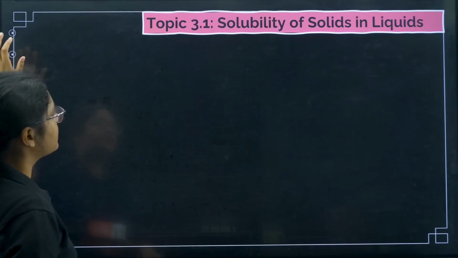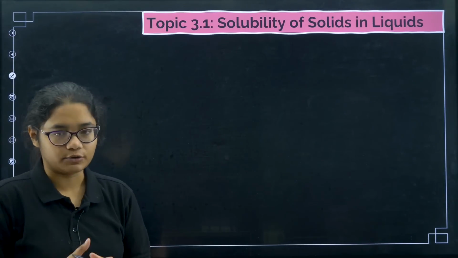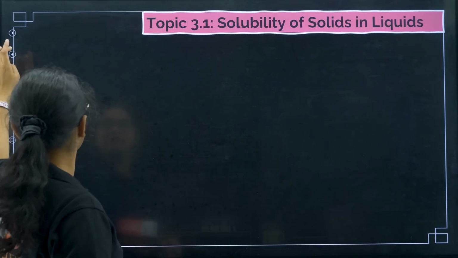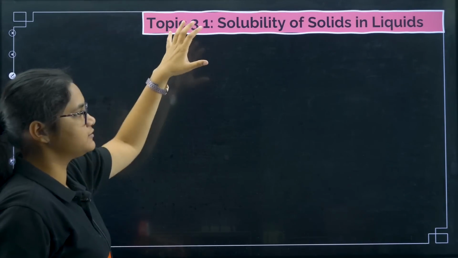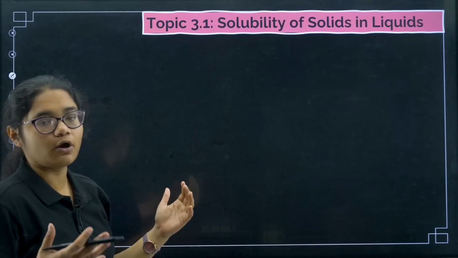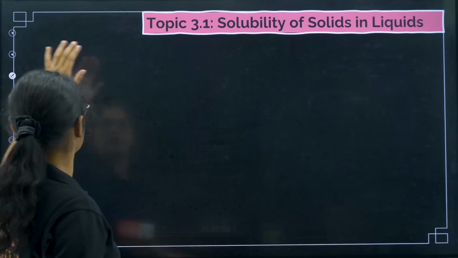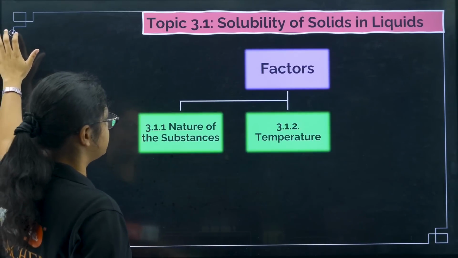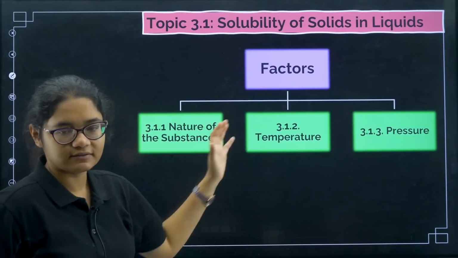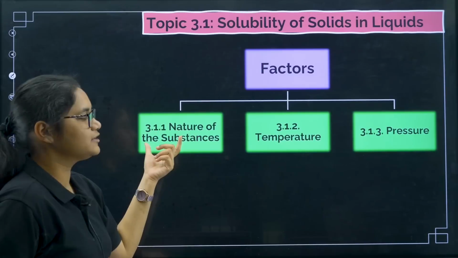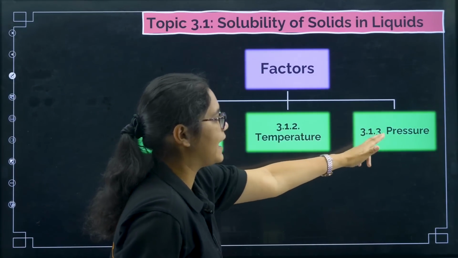Okay, now moving to the next topic, that is solubility. Solubility is again of 2 types: one is solubility of solids in liquids and the other is solubility of gas in liquids. So if you are talking about the first, that is solubility of solids in liquids, what are the 3 factors on which it depends: nature of the substance, temperature and pressure.